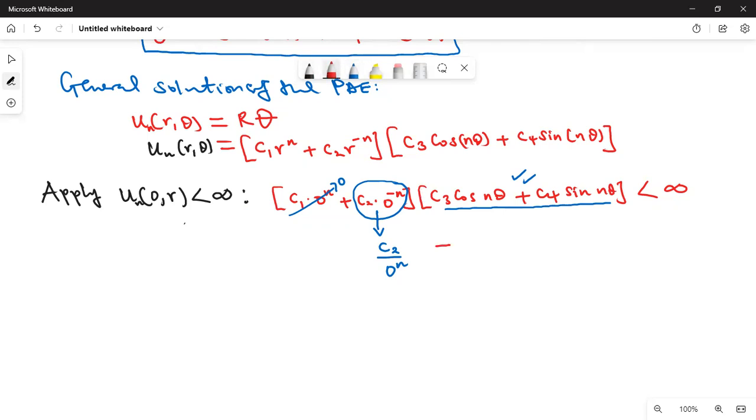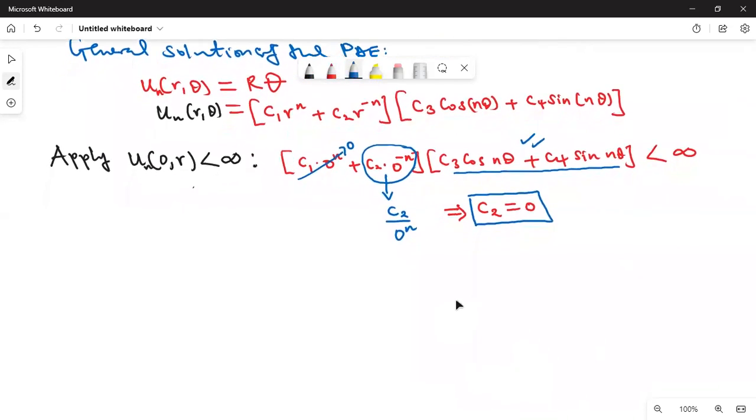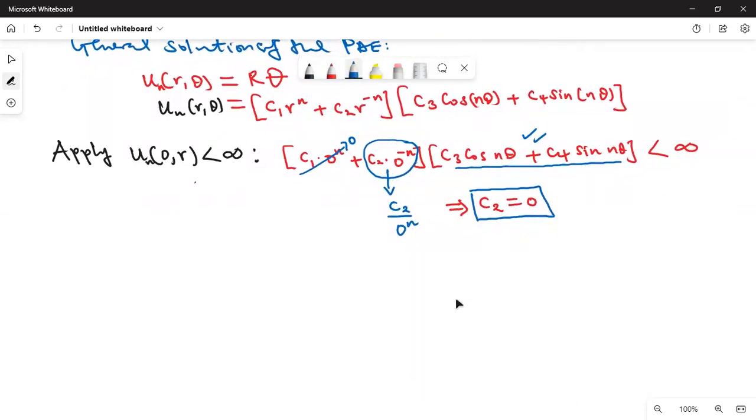So this means that C2 must be equal to 0 for our result to be finite. Otherwise, for any other value of C2, we are going to get infinity. E.g., when you have 1 over 0, that is infinity. 2 over 0, infinity. But 0 over 0 means there's something common in the numerator and the denominator. So if you factorize, that can be simplified.